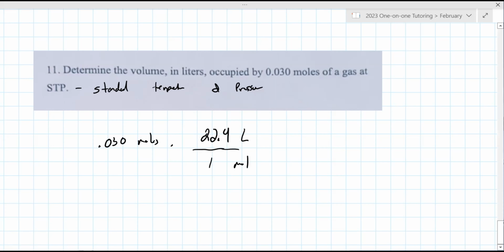Exactly. So a good question might be, to your instructor, do we have to memorize these conversions, or will they be given to us? Or, what do I have to do here? Always good to know that going in. So 0.03 times 22.4 is 0.672 liters. Like that.